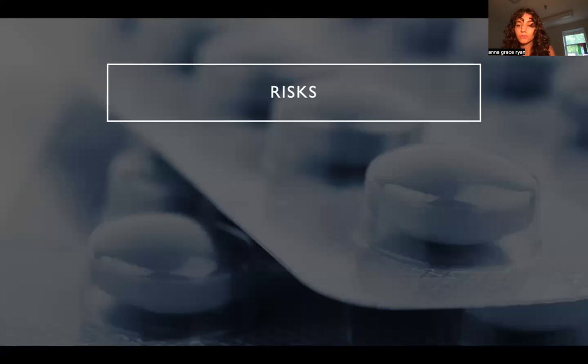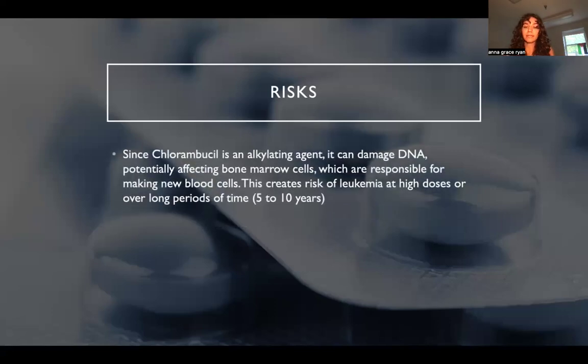So what are the risks involved? Since chlorambucil is an alkylating agent, it can damage DNA and potentially affect the cells in bone marrow, which are responsible for making new blood cells. And this creates a risk of leukemia, but only at high doses and over long periods of time. And this is the reason why chlorambucil is only used as an anti-cancer drug now instead of an anti-inflammatory, which it used to be. Because if you have chronic pain for some condition and you've been taking chlorambucil for 5 years, it's not worth getting cancer from unless you're treating cancer.